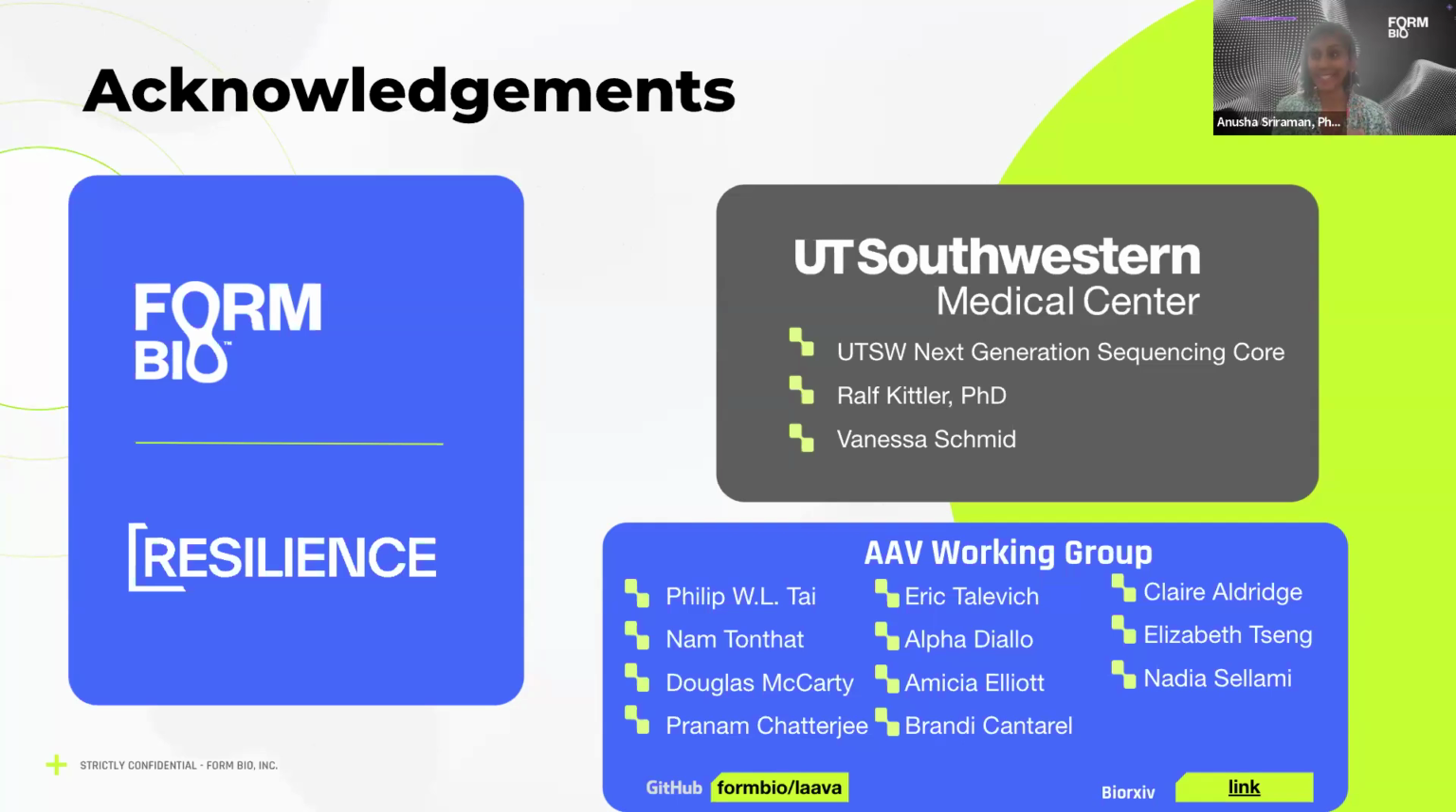FormBio has worked with leading experts across academia and industry to develop an open source software solution called Lava, which is long-read AAV analysis. And this helps to simplify and standardize the process of analyzing and interpreting PacBio long-read sequencing data to get detailed characterization information on vector genome sizes and also residual DNA impurities.